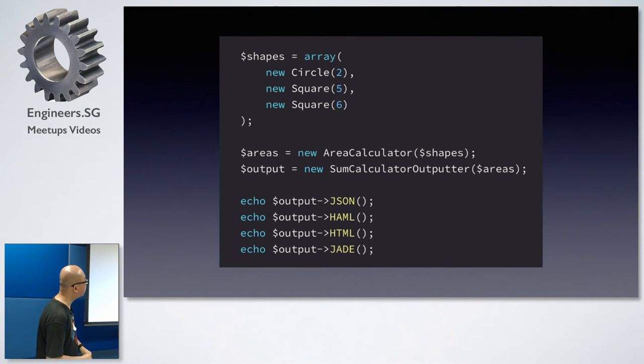another class. We have another class that simply does the sum calculator outputter. So basically this particular class is doing that presentation layer. The logic is still the same. It goes into the area calculator, but as a result of that, the object becomes a dependency in the next class, which is the sum calculator outputter. And with this outputter class, we can implement various methods that generate JSON, HAML, and so forth. So this is how you break up into different things, like the calculation of the area is the domain or the responsibility of the area calculator, and the presentation layer is now brought out into another class called the sum calculator outputter.